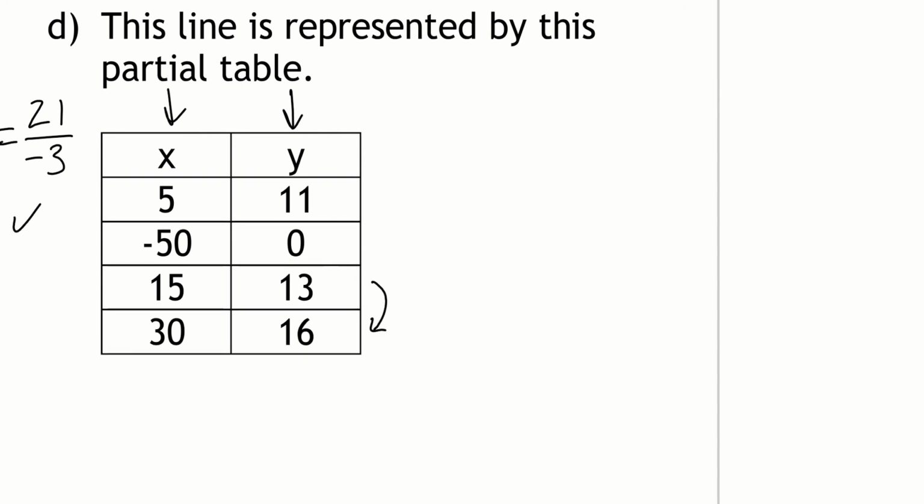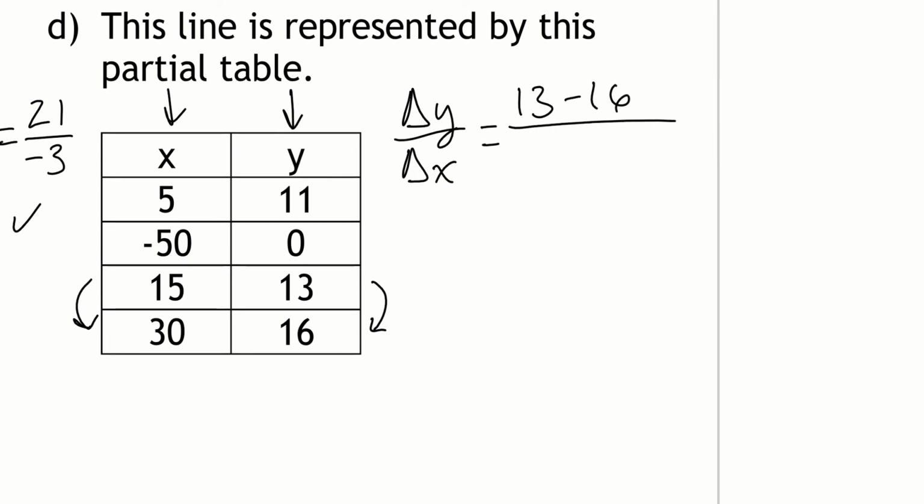I'll go 13 minus 16, and I'll go 15 minus 30. So again, I'm looking for the change in my y variables divided by the change in x, change in y over change in x. Make sure I know where the y's are. Make sure I know where the x's are. To figure out the change, I'm just going to take this 13 and subtract 16. And then I'm going to take the 15 and subtract 30. So I think you can see where I'm reading. It's 13 minus the 16, and then over 15 minus 30.